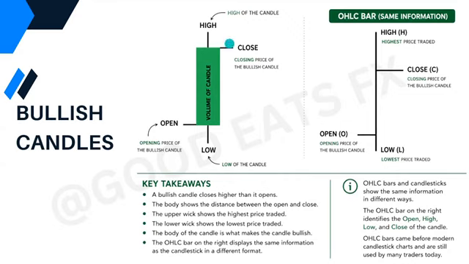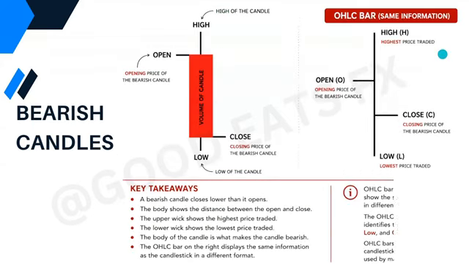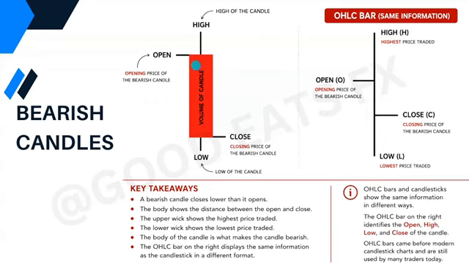The body of the candle, which is this green candle in this case, is what makes the candle bullish. And then the open, high, low, close bar on the right displays the same information as the candle, but in a different format. So a bearish candle closes lower than it opens. That's what makes it a bearish candle versus a bullish candle. Opening up here on the top and closing on the bottom.